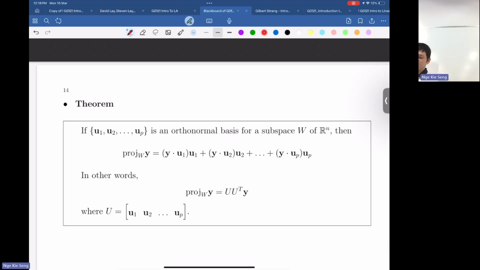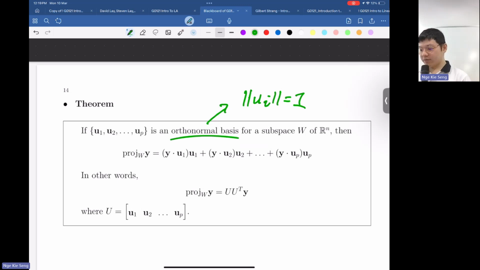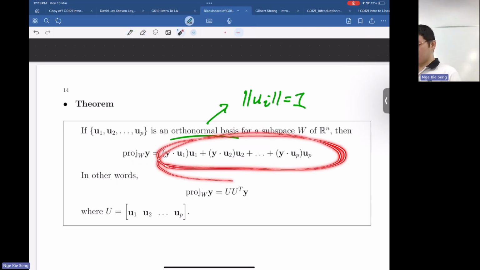U1 until UP is orthonormal, meaning their length is 1. Then we can remove the denominator. Okay, we can remove all the denominator because if we make our orthogonal set as length 1, a unit vector, for example, then we can remove all the denominator. And there's a nice description about this. We can rewrite this formula, right? This linear combination as matrix multiplication.